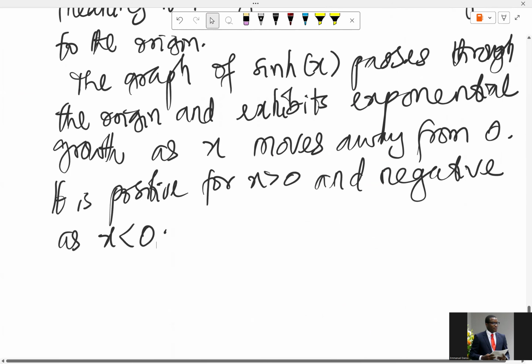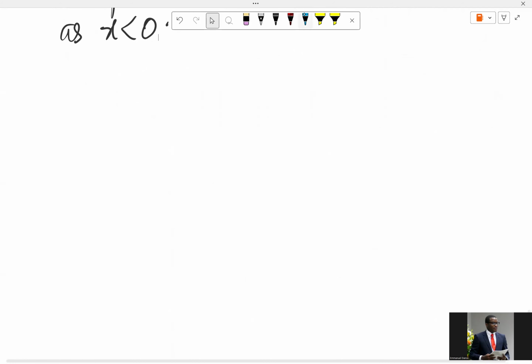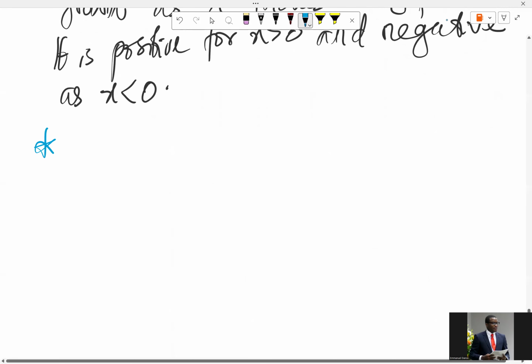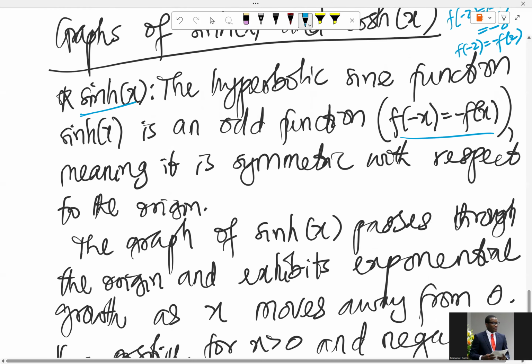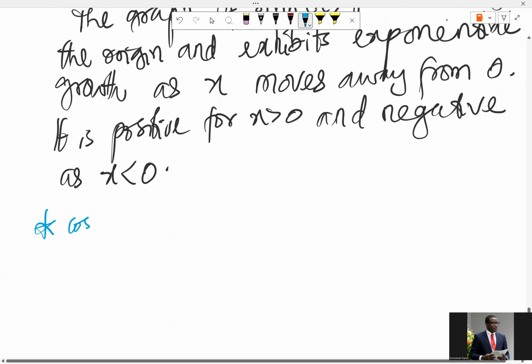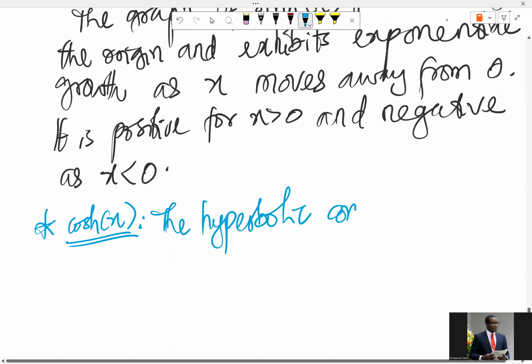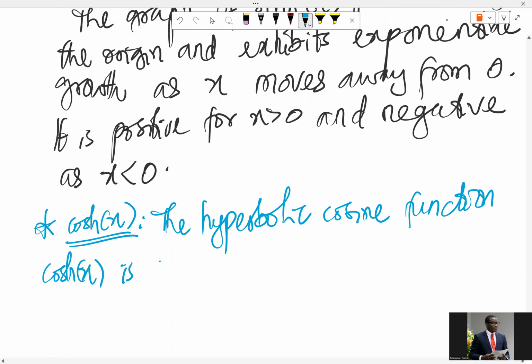Let's talk about cosh. So this is sinh x here. Now talking about cosh x, the hyperbolic cosine function, which is cosh x, is an even function.